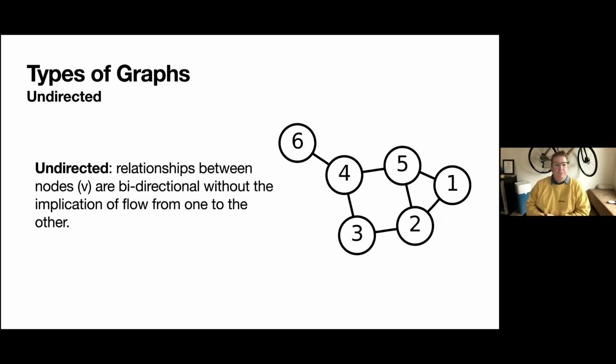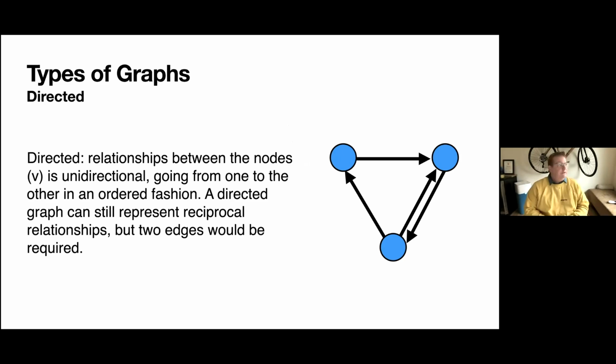Now, there are different types of graph. The most common or frequently seen may be the undirected graph, and that's where the relationships between the nodes are bidirectional without the implication of flow from one to the other. So the relationship is reciprocal and remains so. The next is a directed graph, and that's where the relationships of the node is unidirectional, going from one to the other in an ordered fashion. You see, like a workflow document, that's a kind of directed graph. And they can still represent reciprocal relationships, but 2 edges or 2 connections would be required.